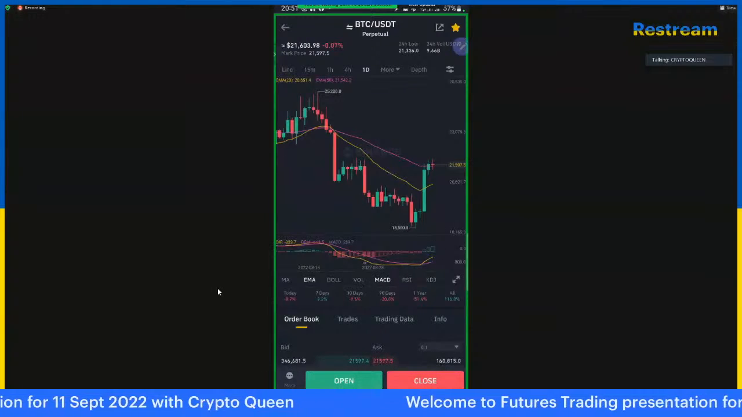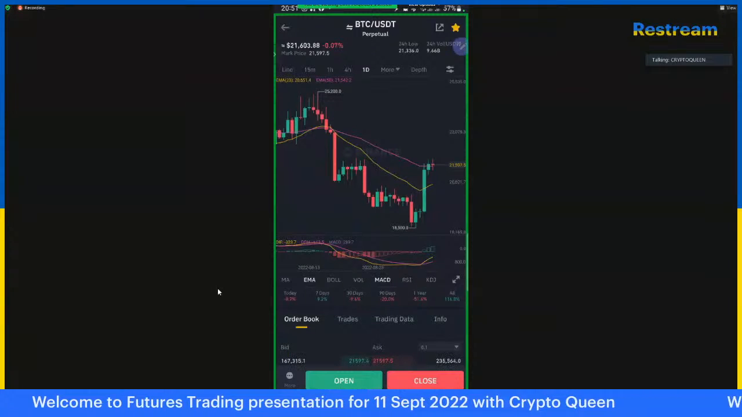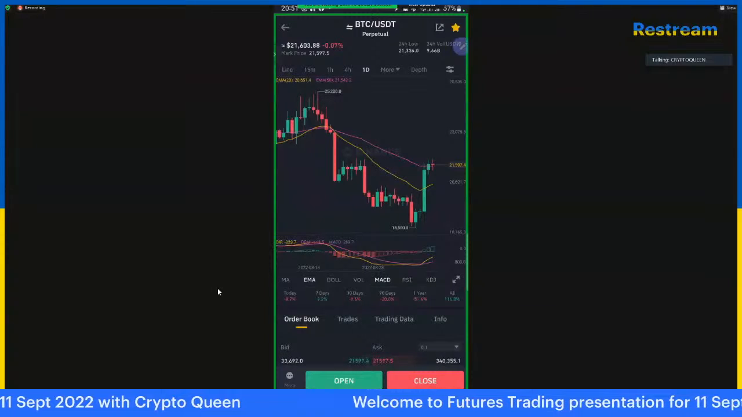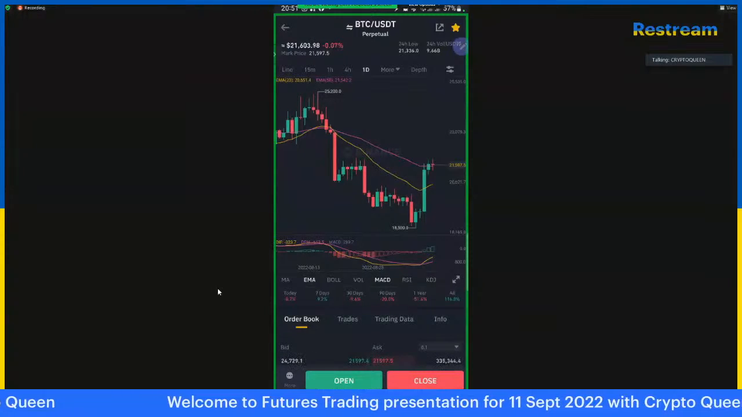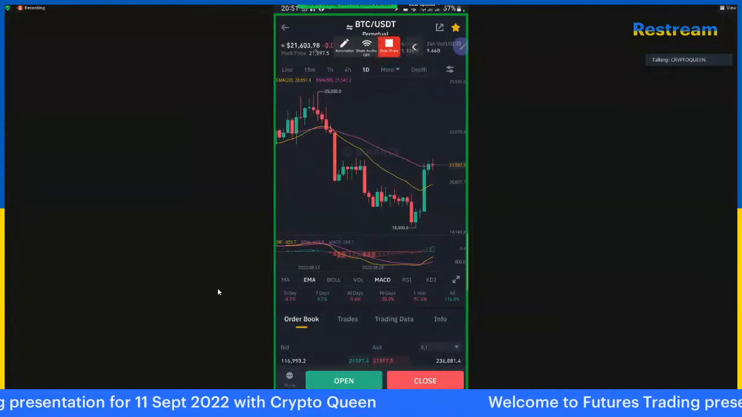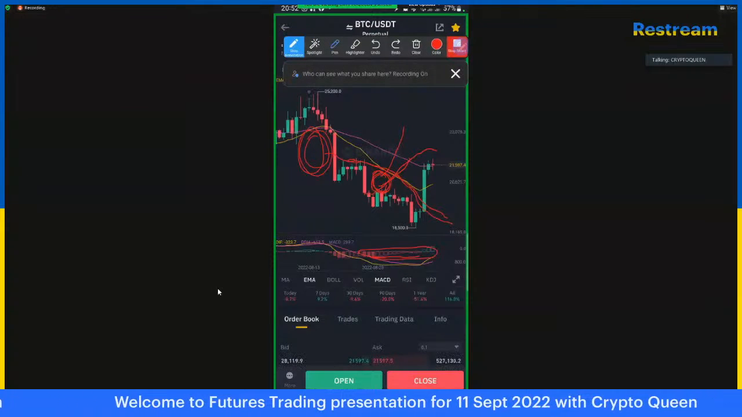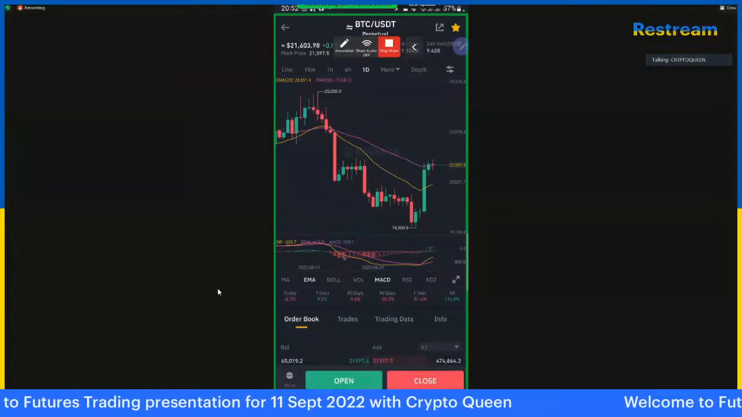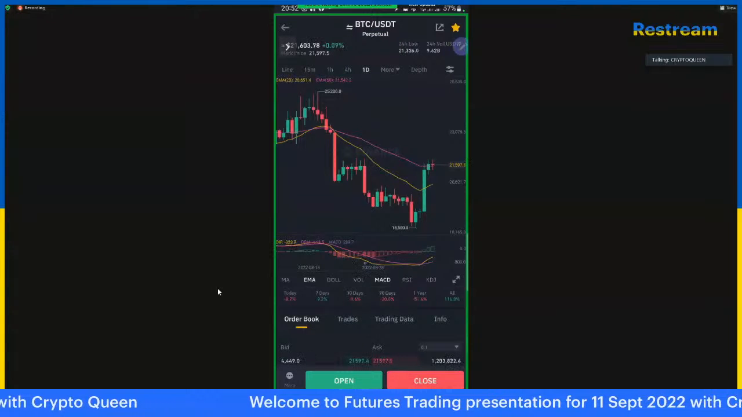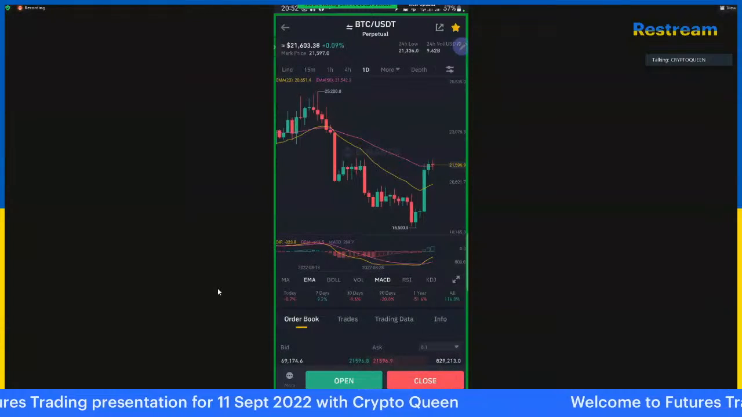Why is it MACD here? MACD is also used to identify the trend of the market. We have three components of MACD. This is the histogram here. Then the yellow line is the MACD line. The pink one is the signal line. These are the three components of MACD.